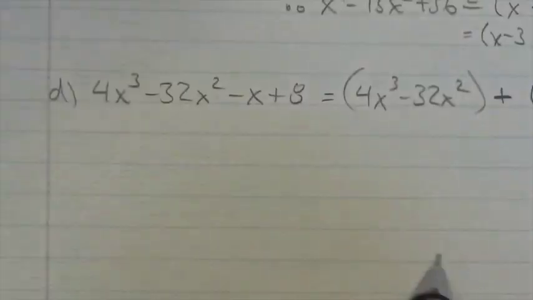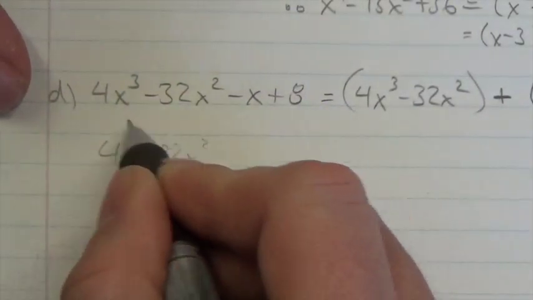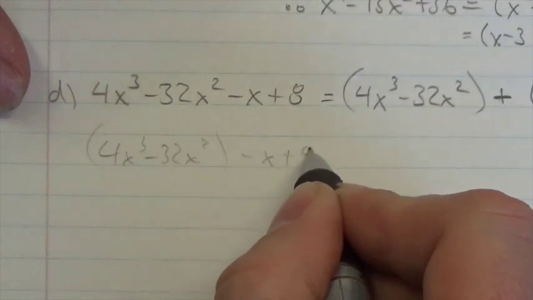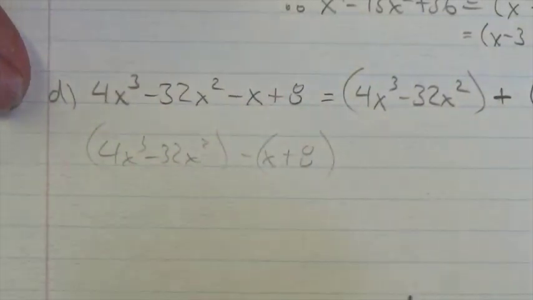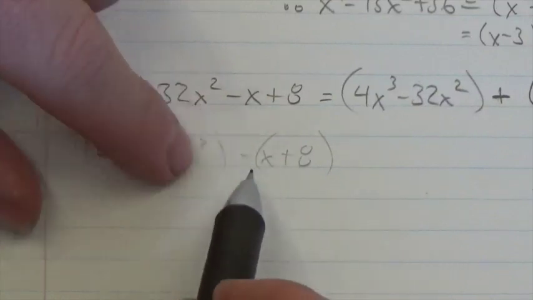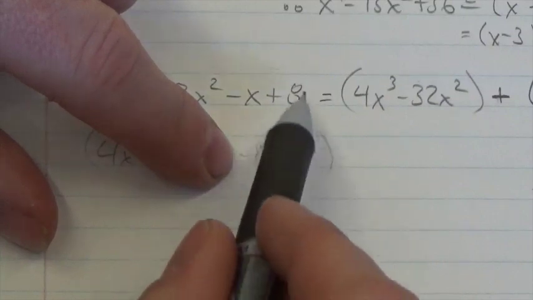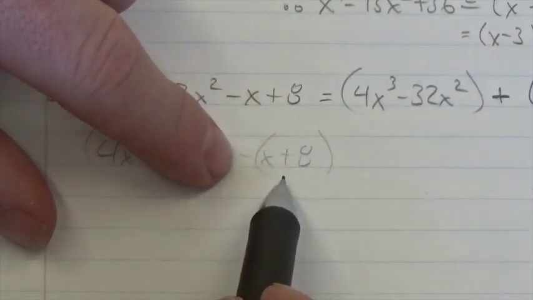A big mistake that sometimes gets made here as well is people will do this. They'll go 4x cubed minus 32x squared, and then they do minus x plus 8, and they drop parentheses around that right away, putting the negative in between. But if you were to try to go backwards now, go back up to the original by distributing that negative through, you would get a negative 8 here.